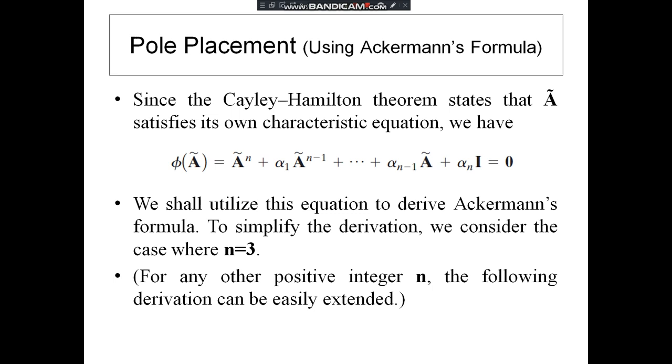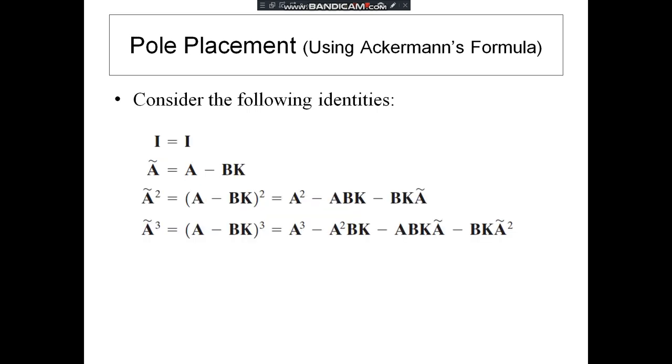Since the Cayley-Hamilton theorem states that every matrix A cap satisfies its own characteristic equation, therefore we have phi of A cap is equal to A cap raised to n plus alpha 1 into A cap raised to n minus 1 plus up to alpha n minus 1 into A cap plus alpha n into I is equal to 0, where I is the identity matrix. We shall utilize this equation to derive Ackermann's formula. To simplify the derivation, we consider the case where n is equal to 3. For any other positive integer n, the following derivation can be easily extended.